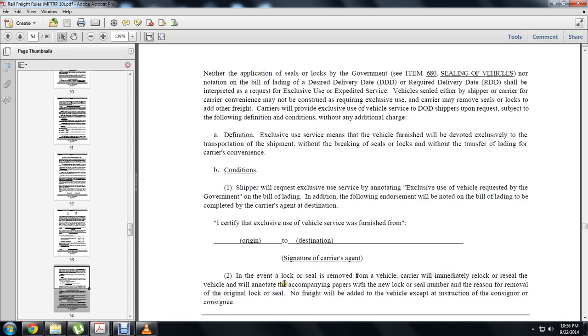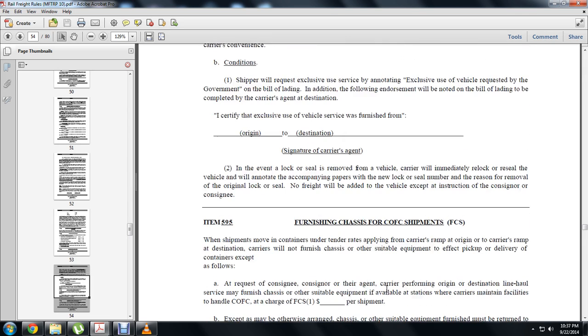the carrier's agent. In the event of the lock and seal removed from the vehicle, the carrier will immediately relock and reseal the vehicle, and note that the company ink papers with the new lock or seal are reasonable for removal. Original lock seal. No freight will be added in the vehicle except for the instruction of the consignor and the consignees. The furnishing of chassis of the COFC shipments of the FCS.